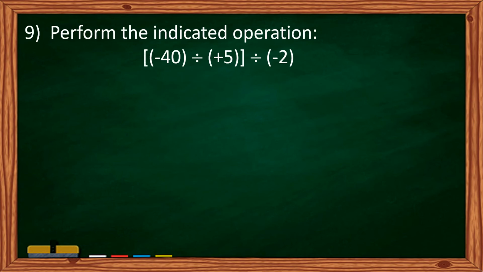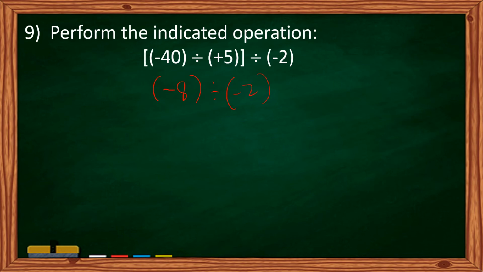Okay, so let us proceed now to the next problem. Perform the indicated operation. Negative 40 divided by positive 5 with a grouping symbol, divided by negative 2. So, ang technique dito is you work on the terms inside the grouping symbols first. Okay? So that means negative 40, if you divide that by positive 5, we expect the answer is a negative number. So 40 divided by 5 is 8. That means negative 8. Then divided by negative 2.